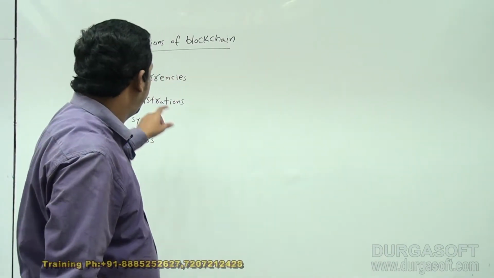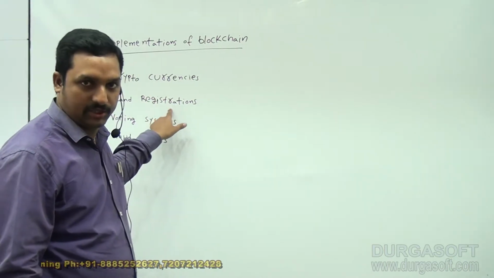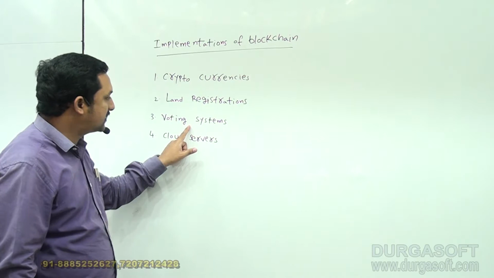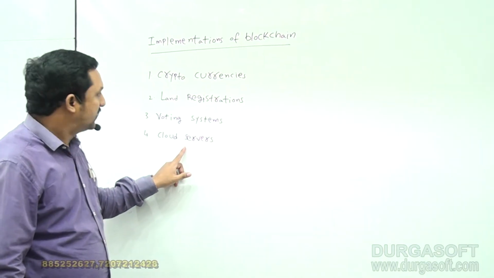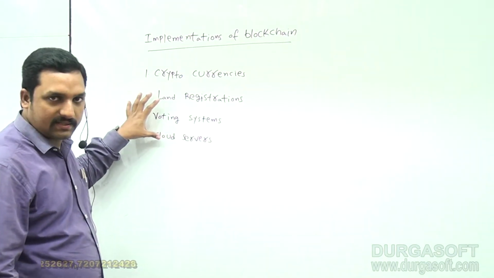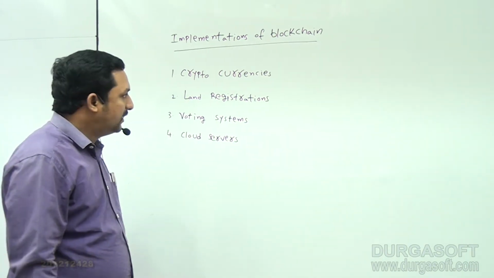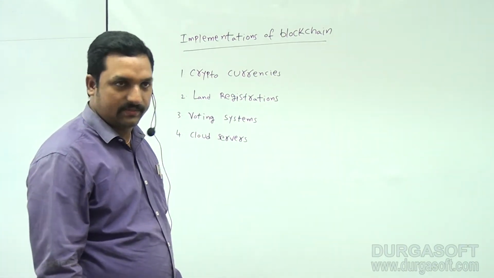One is cryptocurrencies and land registrations. Also, we can use the blockchain in voting systems and cloud servers. These are the four main areas where we can use the blockchain in real world applications. Now let us try to understand each of these.